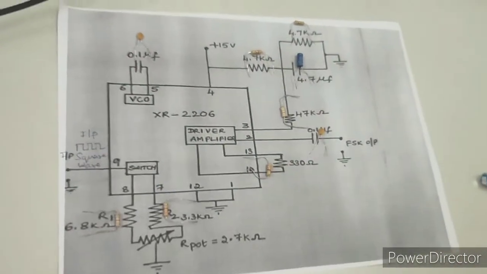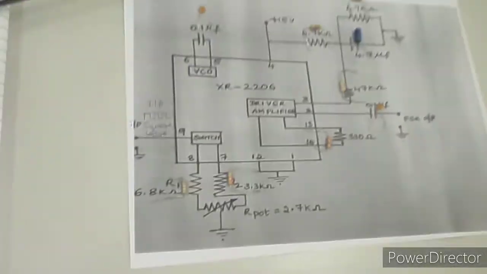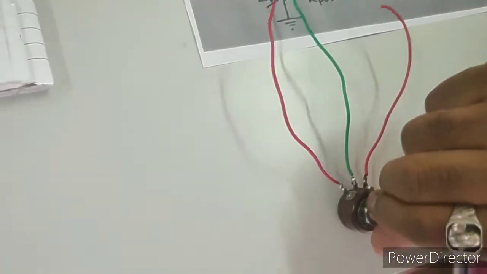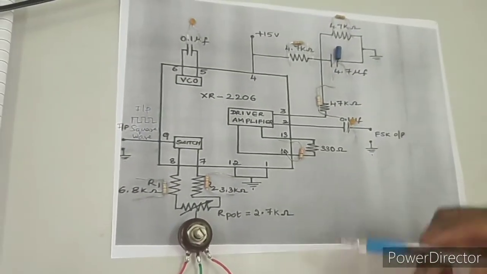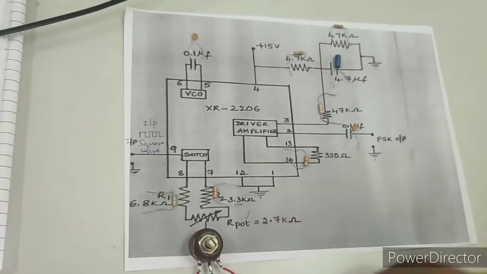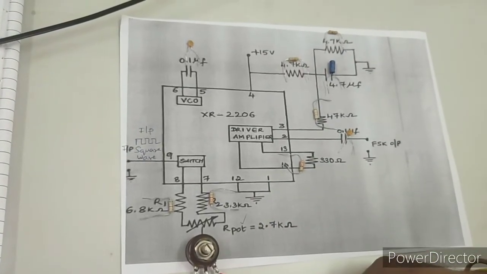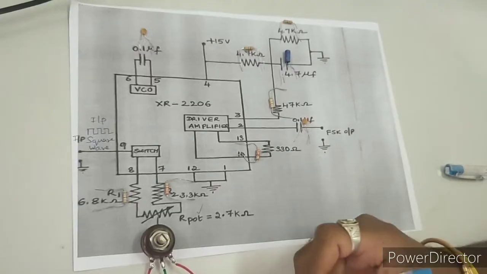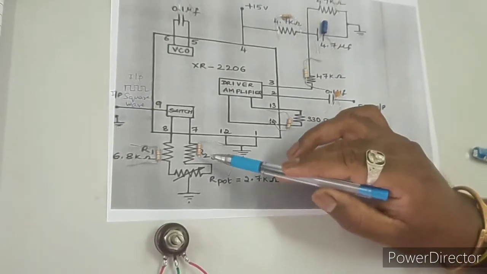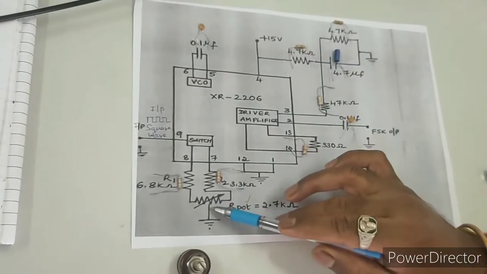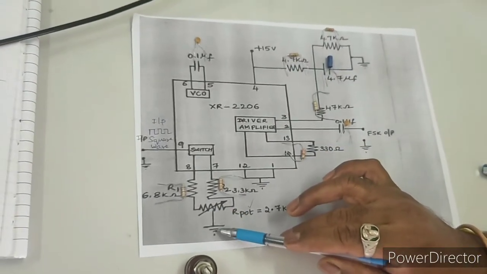And one more thing you require, that is a potentiometer. You have to use a pot here. One end of the pot goes to this resistor, the other end, the two free ends, go to these resistors, and the middle wire of the pot goes to ground here.